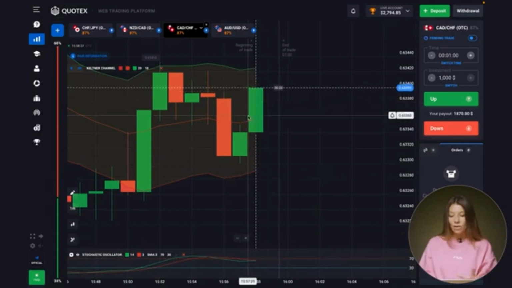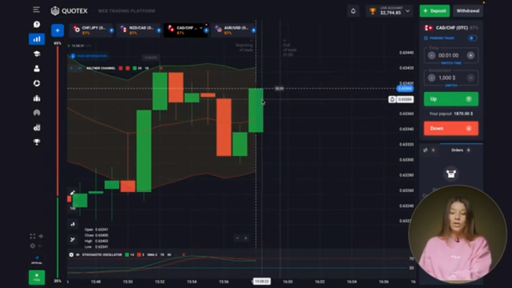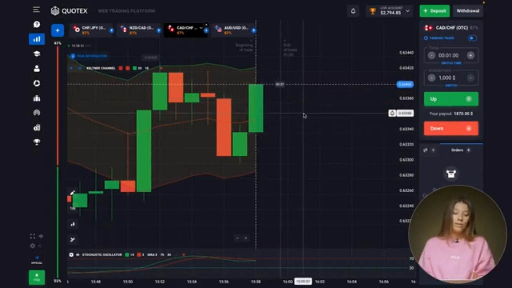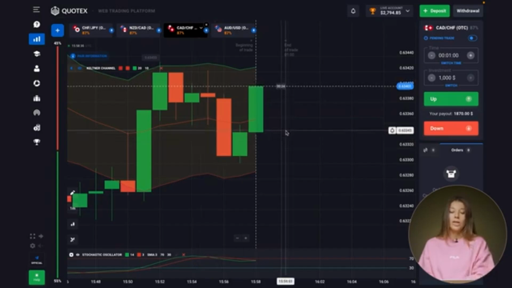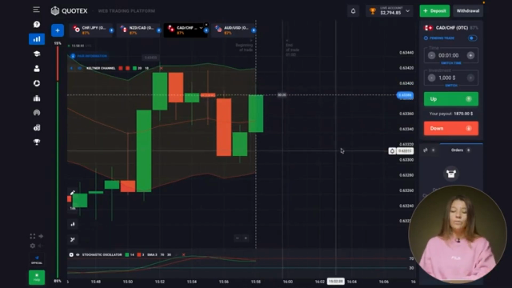I see it's a great potential for us to work with the bars in the channel, so let's try to decide the direction. Okay, let's work with the trade. I will put 1000 here again, and let's try to press the put option right now.